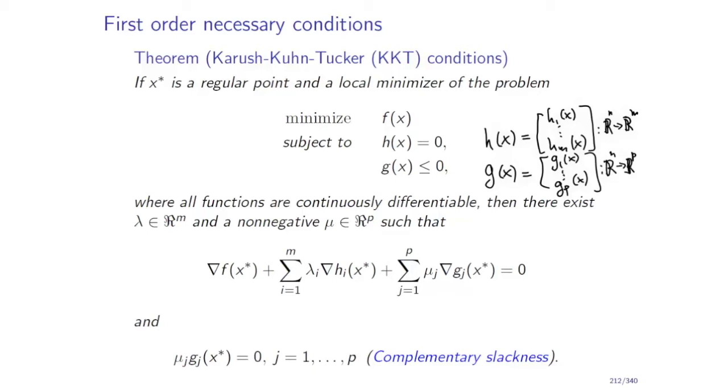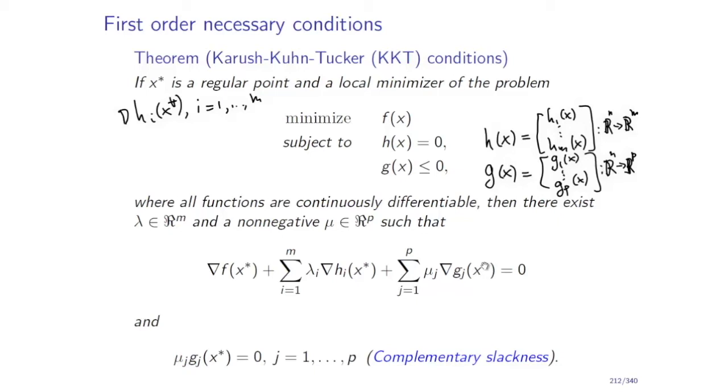We assume that we are looking at a regular point, which is a point of a local minimizer for this problem. Now, what is a regular point for a problem with both equality and inequality constraints? We discussed this concept for the problem with just equality constraints before. For the problem with equality constraints, we said that x star is regular for our constraints if the gradients of hi at x star for i between 1 and m form a set of linearly independent vectors.